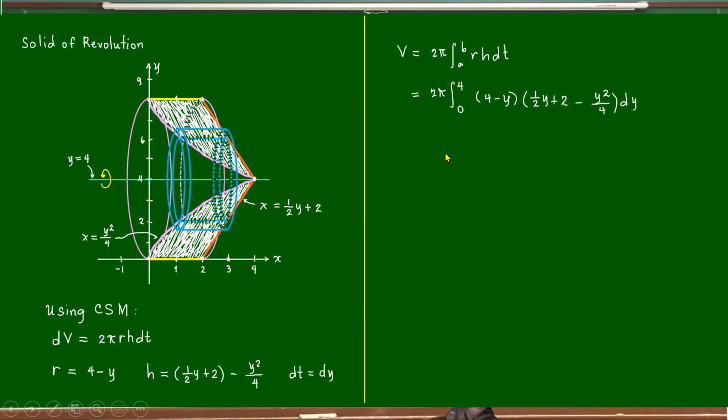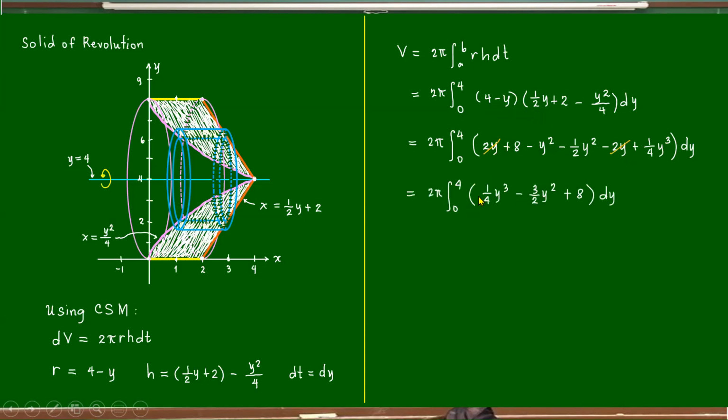So this is the height. So let's multiply this. So getting 2y plus 8 minus y squared, then minus 1/2 y squared minus 2y plus y cubed over 4. So 2y and negative 2y are cancelled. So getting 1/4 y cubed minus 3/2 y cubed, minus 3/2 y squared plus 8, then dy.